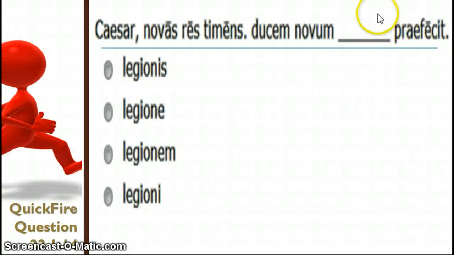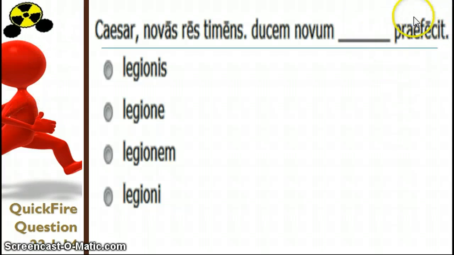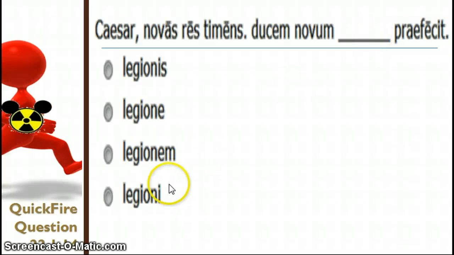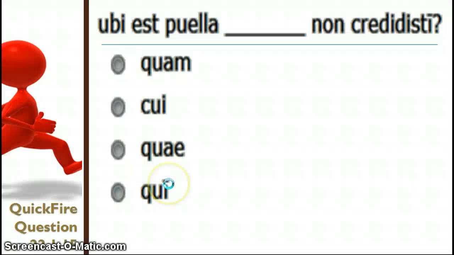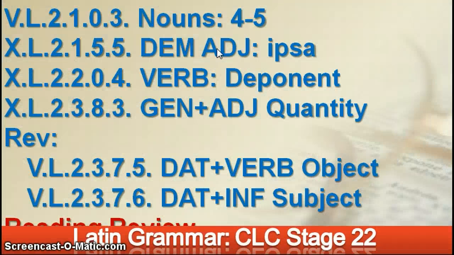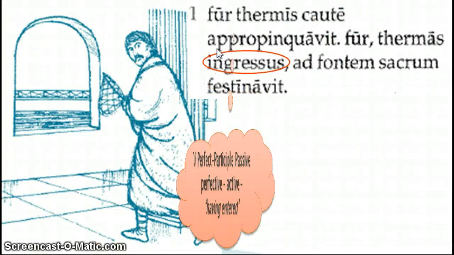Another thing is that compound verbs take the dative as well. So therefore, he put in charge a new leader to the legion, you would say. Here we have, where is the girl whom you did not believe? That's good. It's a relative. So therefore, it's got to be dative. Even though it's modifying girl, its case signal functions within the clause. And that's about it. All we need to know on the grammar.